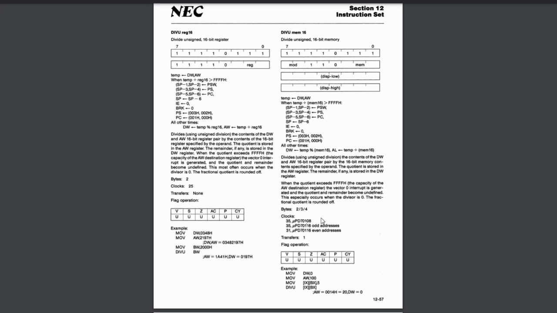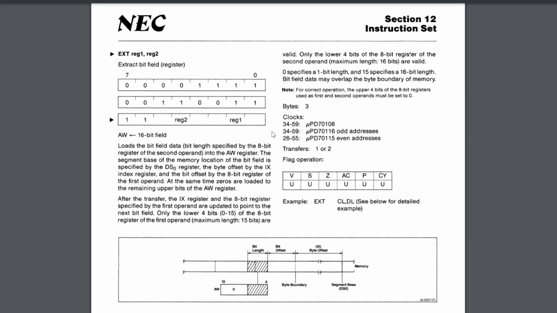But that's not even nearly it. There was also a whole pile of additional instructions which didn't even exist on the 8088. Here's an example. This instruction is amazing. It allows you to load data from literally anywhere in memory, right down to the bit. And you're not limited to just 8 or 16 bits at a time. You can load any number of bits up to 16, and it's all done in 34 to 59 cycles.